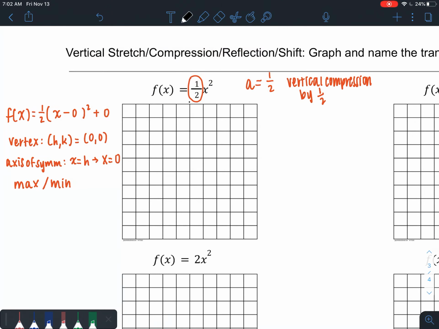Okay, so let's go ahead. I'm going to darken these lines for the x and y axis. I'm even going to move this down a little bit. Okay, so this is my x-axis, this is my y-axis.